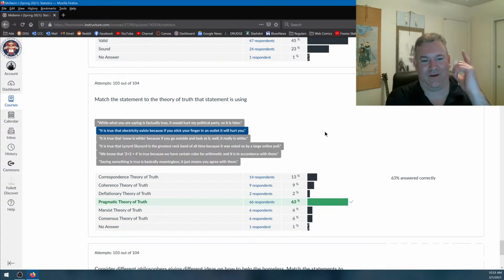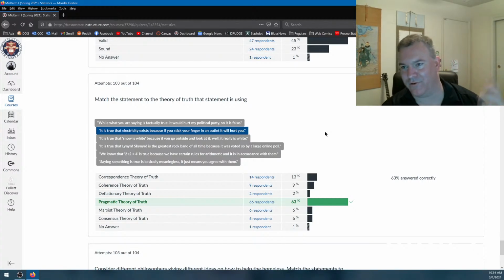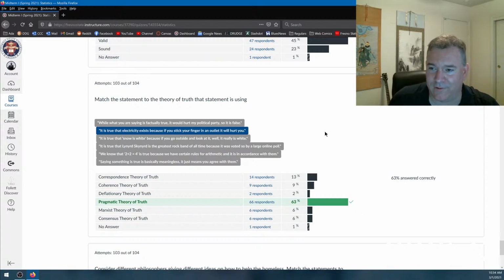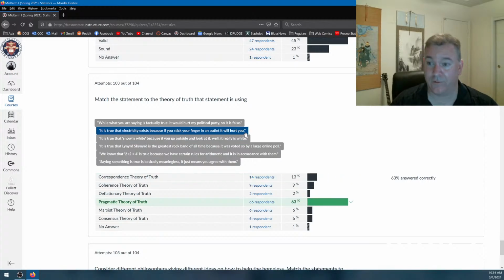All right, it's true that electricity exists because if you stick your finger in an outlet, it'll hurt you. Yeah, this is the classic pragmatic theory of truth. So we don't need to worry about what an electron is. Is quantum theory correct, or are they particles with volume? It doesn't matter what electricity is. The fact of the matter is, if you stick your finger into an outlet, it'll hurt you. So that's pragmatic theory of truth in a nutshell. The classic example is gravity is real because if you fall off a building, you'll die, assuming high enough.